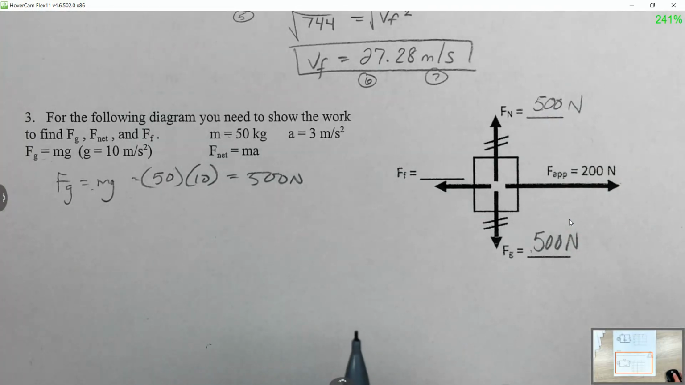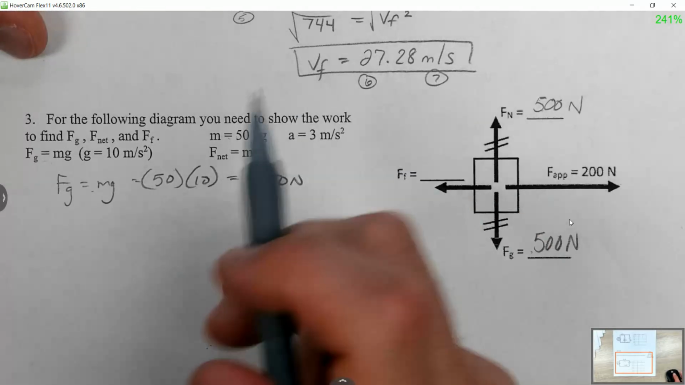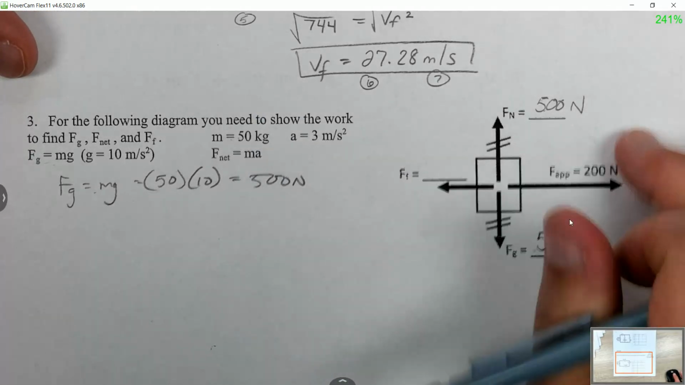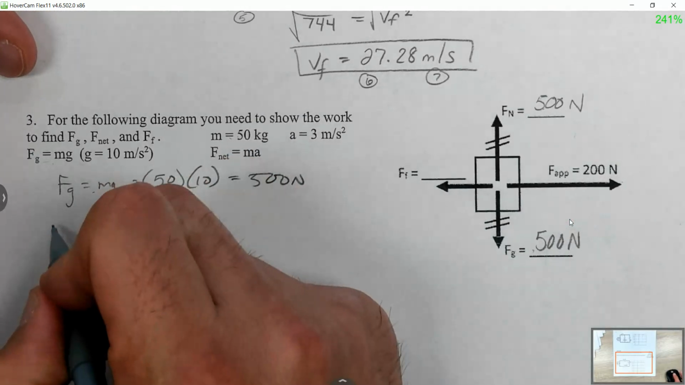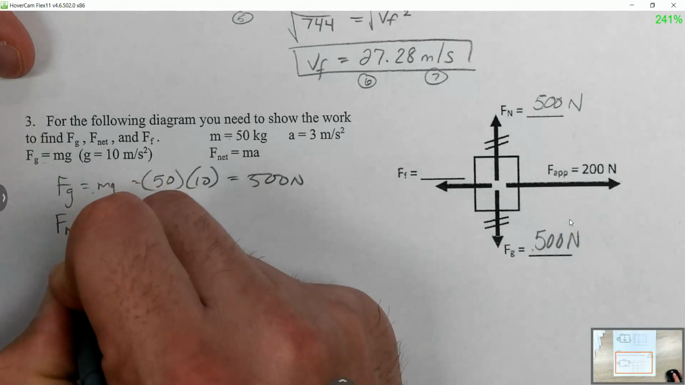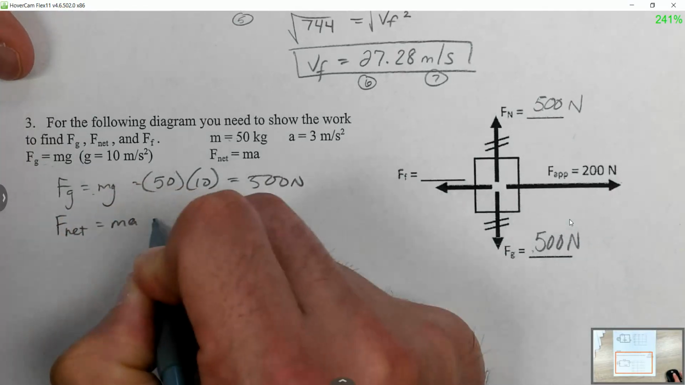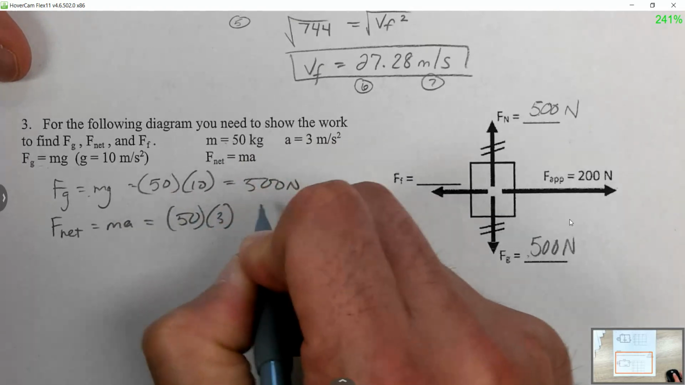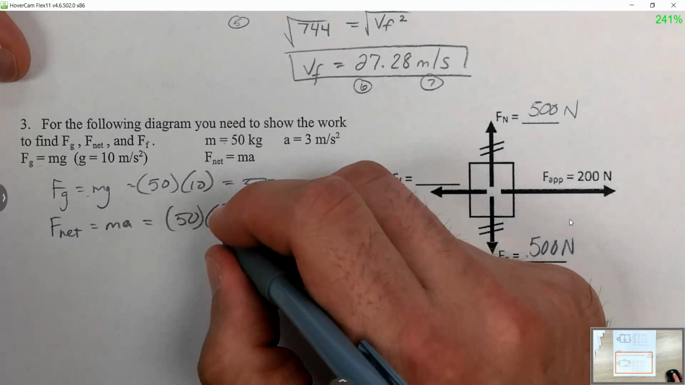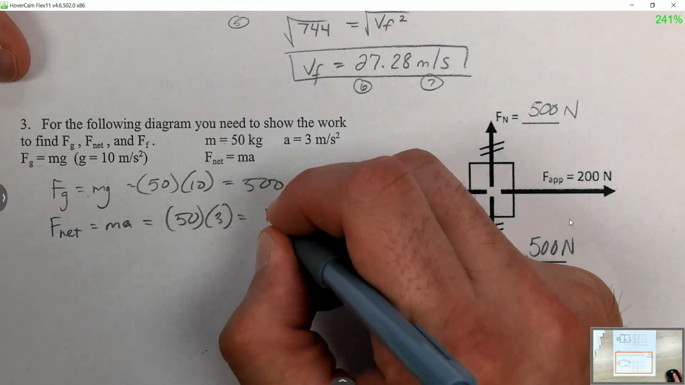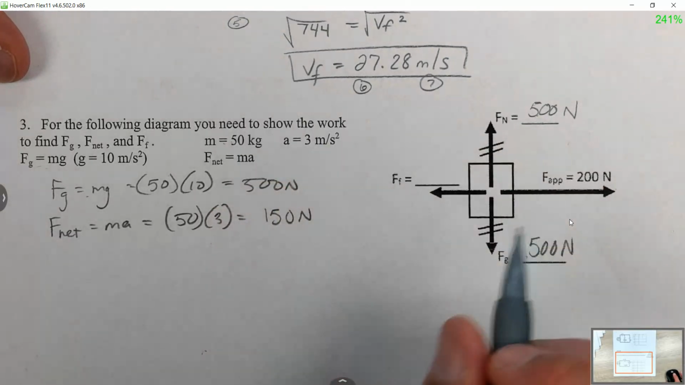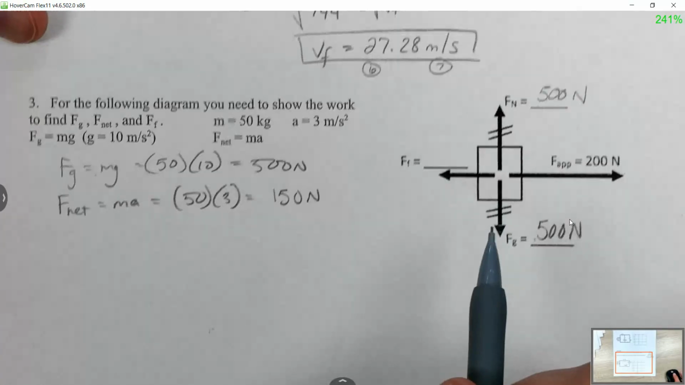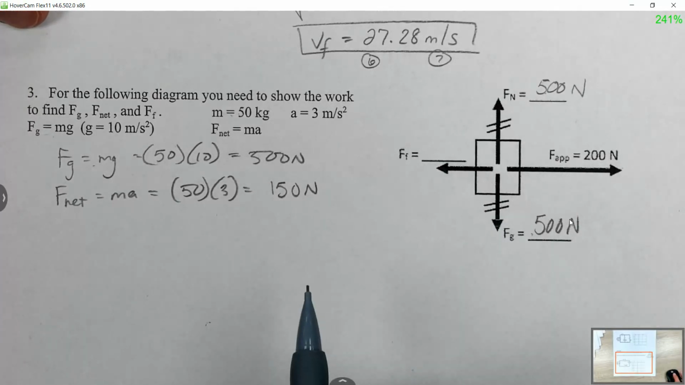Then we're kind of stuck. So I'm going to do this as simple as I possibly can. You're given the net force equation, so calculate the net force: mass times acceleration. Mass was 50, acceleration was 3. 50 times 3, 150 newtons. Now, based off the free body diagram, guys, what direction do you think this thing would be moving?